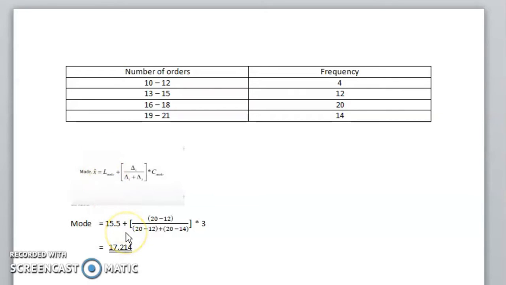The L mode is the lowest boundary. The delta 1, the value that has the most frequency, so there is 20. So we will use the third class. So times, and this is what we get after the calculation, 17.214.